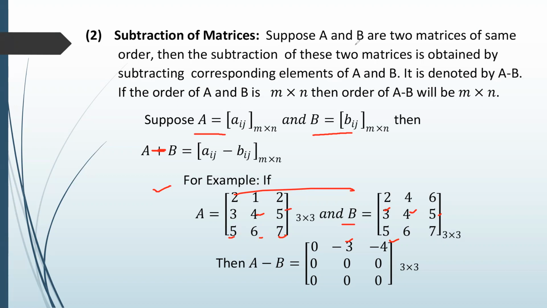So is that clear? It means we have to subtract first element from first element. Okay. Means we have to subtract corresponding elements of A and B, and we get A minus B. Okay. So is that clear? So now we go for next.